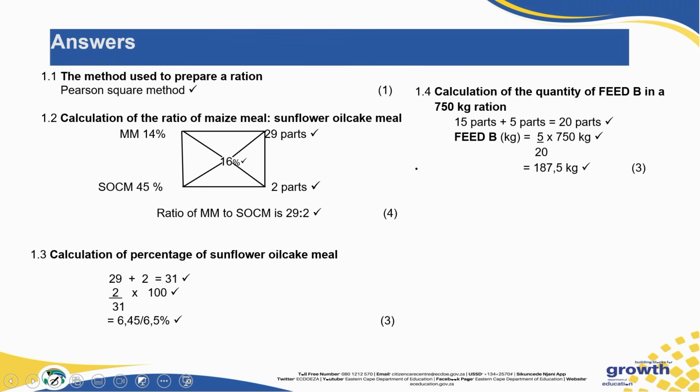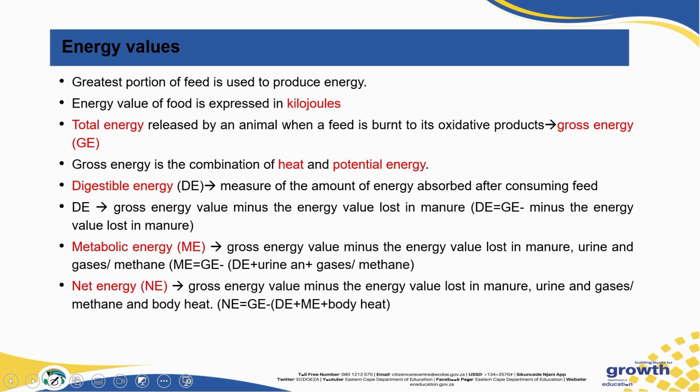Here we go. 1.4. We first add the 15 plus 5, and then we get 20. And then feed B is 5 parts. So this is our 5 parts divided by 20 times 750. Then in kgs, so it appears there. So you get your full marks.